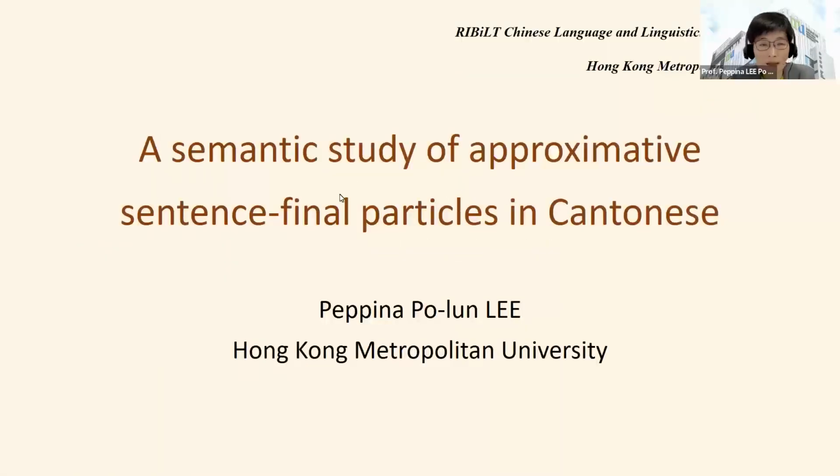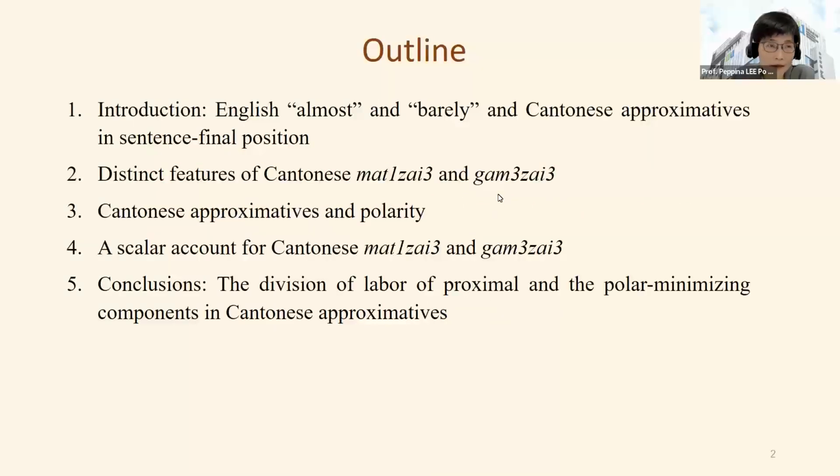As said by Danny, this will be my topic today. I will briefly go through the outline to give an idea of what I will be covering. I will first give you a brief introduction to English almost and barely, and also Cantonese approximative in sentence final positions. After that, I will point out the distinct features of the two Cantonese sentence final particles, 乜仔 and 咁仔, making the pair different from each other.